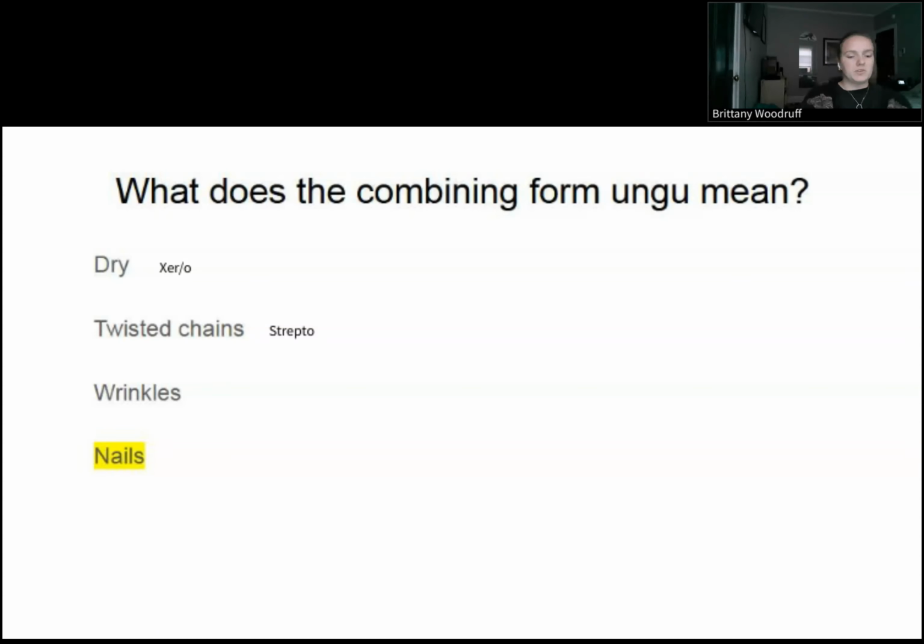Wrinkles. I'm going to butcher this. I believe it's RHYMID, Rymid or Rhymitid or something like that. Something along those lines.